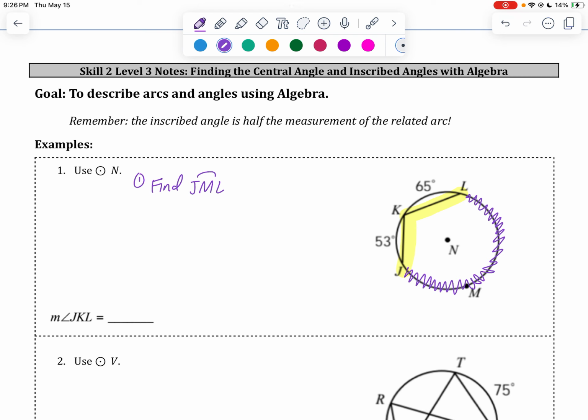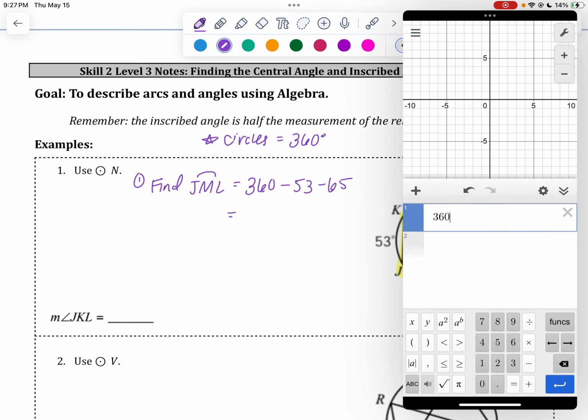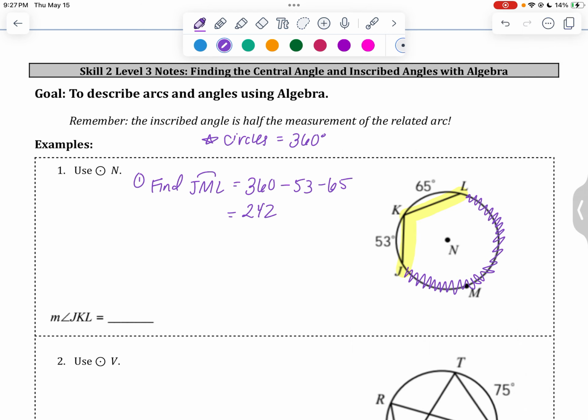And going back to circles, what do we know circles measure up to? They measure up to 360 degrees. So if I know that arc KJ is 53 and arc KL is 65, all I have to do is take 360 and subtract those two. So I'm going to take 360 minus 53 minus 65. Let's plug that into the calculator. 360 minus 53 minus 65 gives me a value of 242. So that means my big major arc is 242.